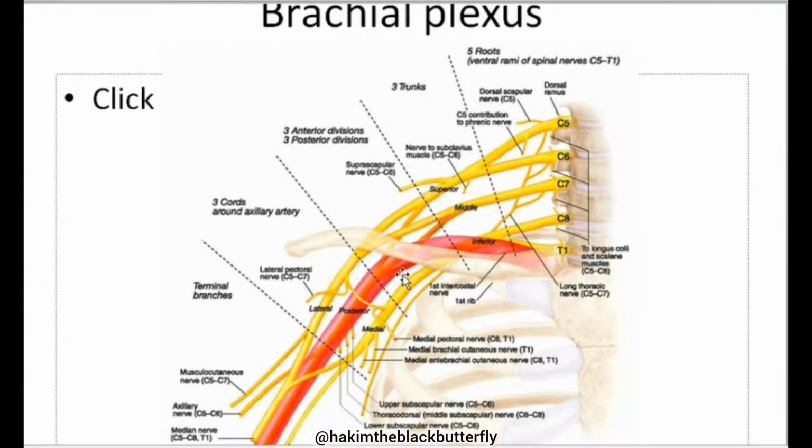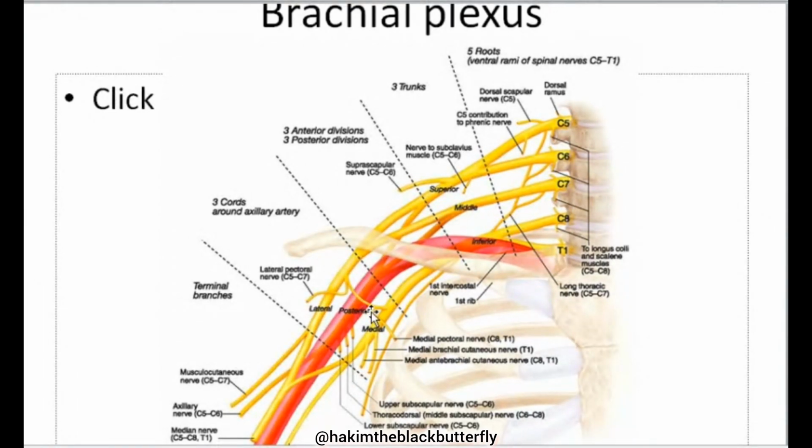So the brachial plexus is a network of nerves at the root of the neck and in the armpit, from where we get the different nerves which supply the muscles of the upper limb. It is made up of roots, which are the ventral rami of spinal nerves C5 to T1, trunks, divisions, and cords. The roots and the trunks are at the base of the neck. The divisions lie posterior to the clavicle. And then the cords are the ones we find in the axilla, which is the armpit.